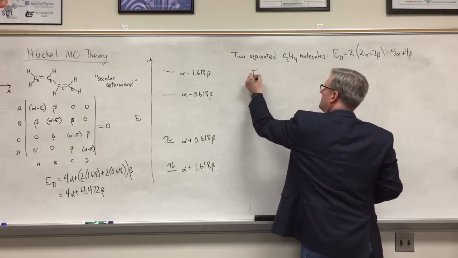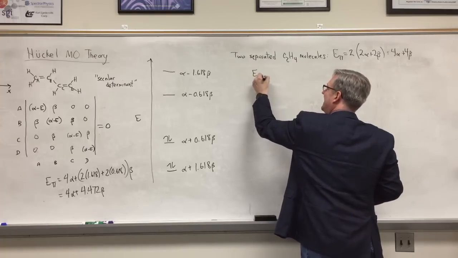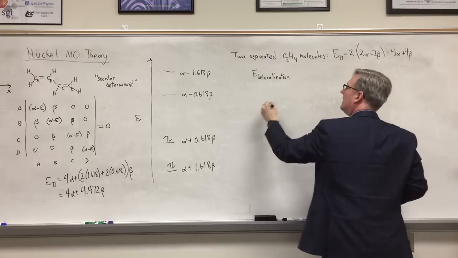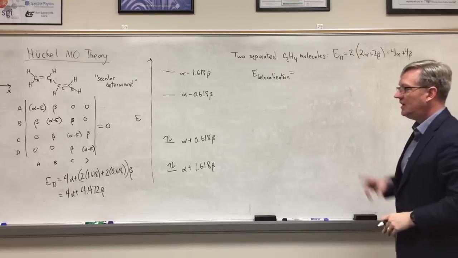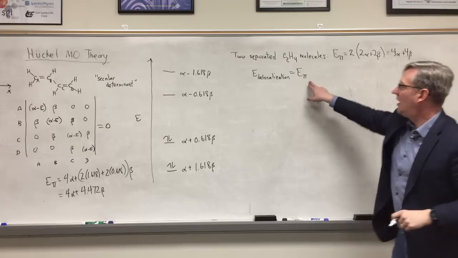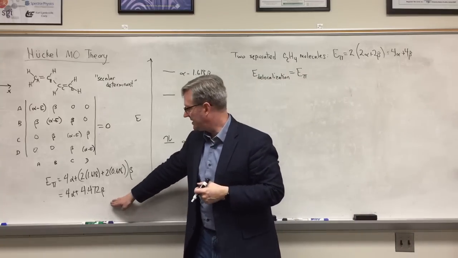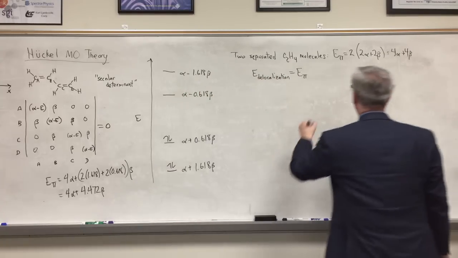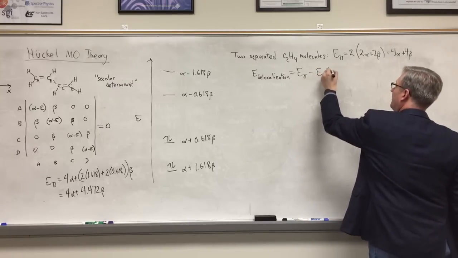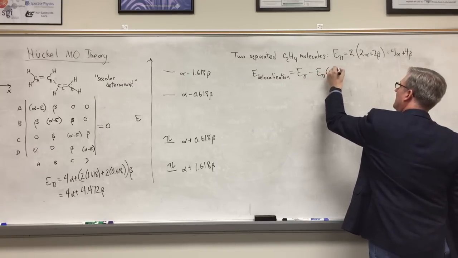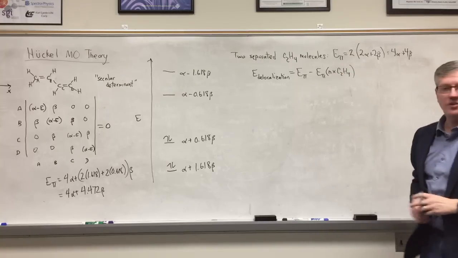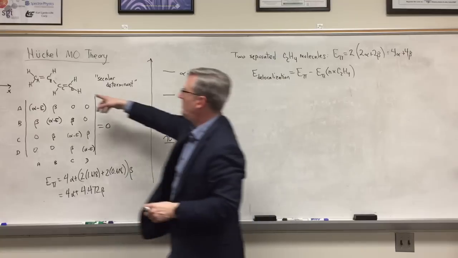So the difference between those two is what we call the delocalization energy, E delocalization, which is the difference between the pi energy of your true system, butadiene in this case, according to Huckel theory, and the pi electron energy for n C2H4 units. In this case, 2 C2H4 units because there are 2 double bonds.